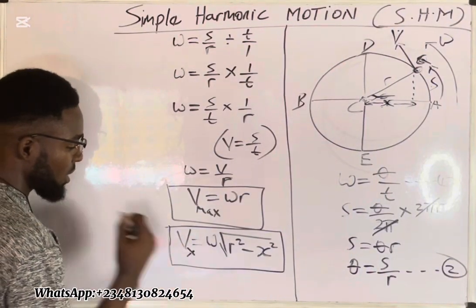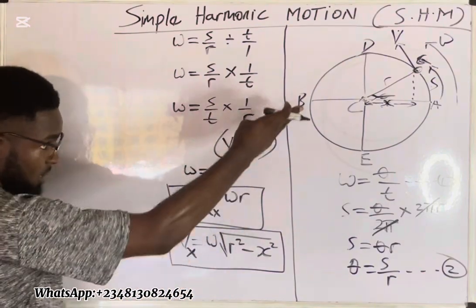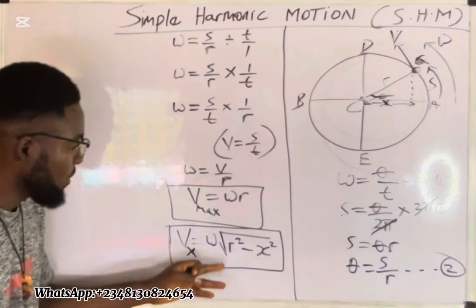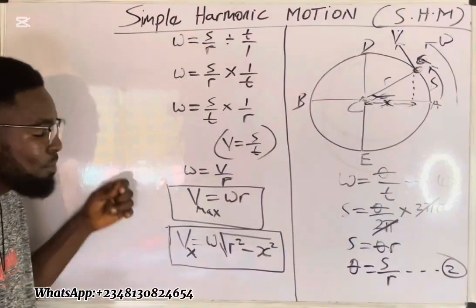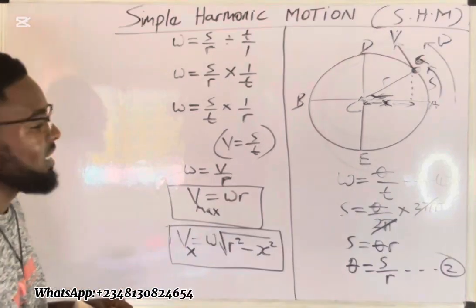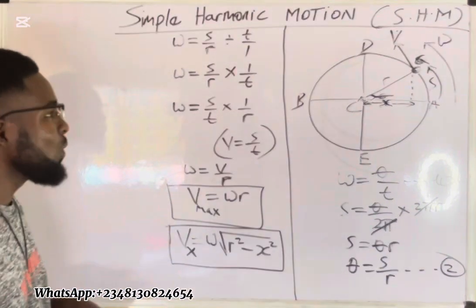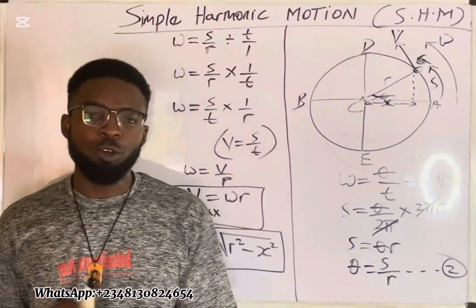Let's say point x. Such as this case, this is the linear speed, and this is the maximum speed. Now for what we have here, let's derive the equation for acceleration in this case.